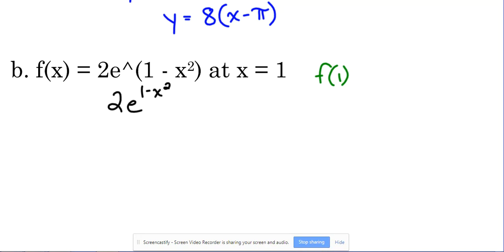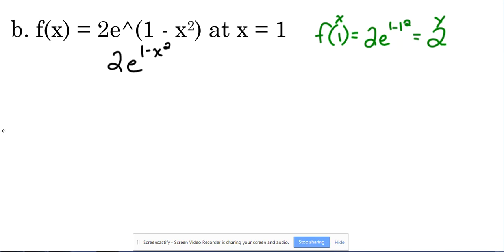So f of 1 is 2e to the 1 minus 1 squared. Well, 1 minus 1 squared is 0. E to the 0 is 1. So my y value is 2. So I have my point: 1, 2. Got the x, got the y. It doesn't hurt to label it. That's going to help you remember when you get to the end of this problem, because sometimes these derivatives get a little lengthy. So now we need the slope.